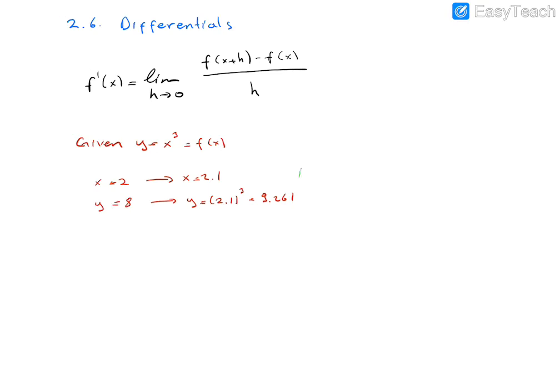So the increment in x, denoted by delta x, is 2.1 minus 2, which is 0.1. So the increment in y, denoted by delta y, is 9.261 minus 8, which equals 1.261.